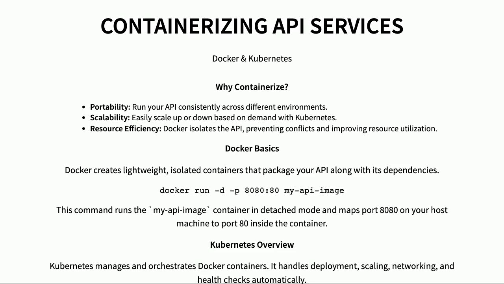Let's talk about how we can make our API services even more robust and scalable. The key is containerization. We'll be using Docker to package up our API along with all its necessary bits and pieces, creating a self-contained unit. This ensures that our API runs consistently wherever it goes, whether it's on your local machine, a testing server, or the cloud. Docker also dramatically improves resource efficiency, preventing conflicts between different applications. And then we'll dive into Kubernetes, which is like a conductor for these containers, automatically handling scaling, deployment, and all the other heavy lifting so you can focus on building awesome APIs.